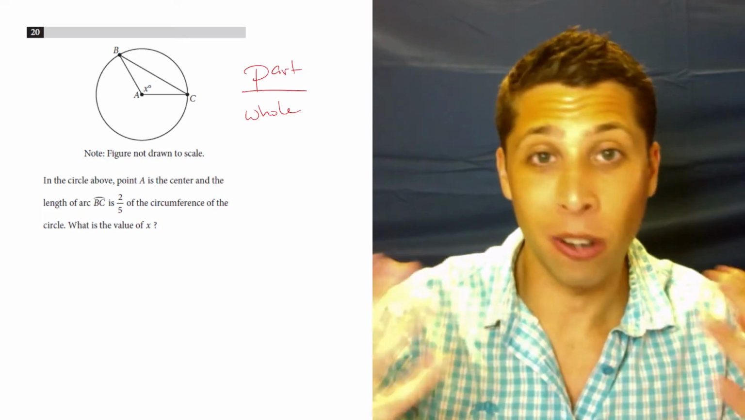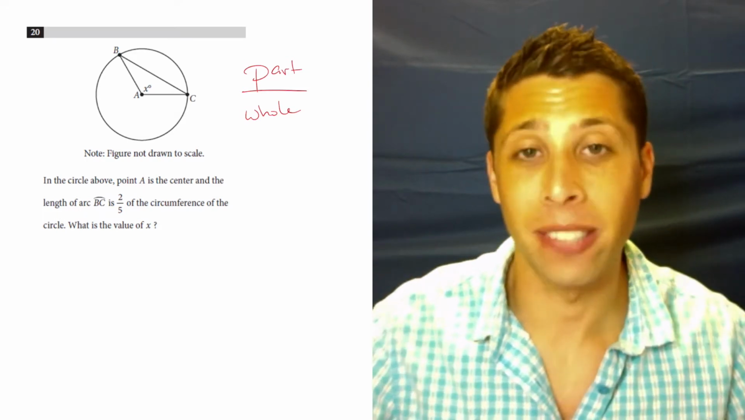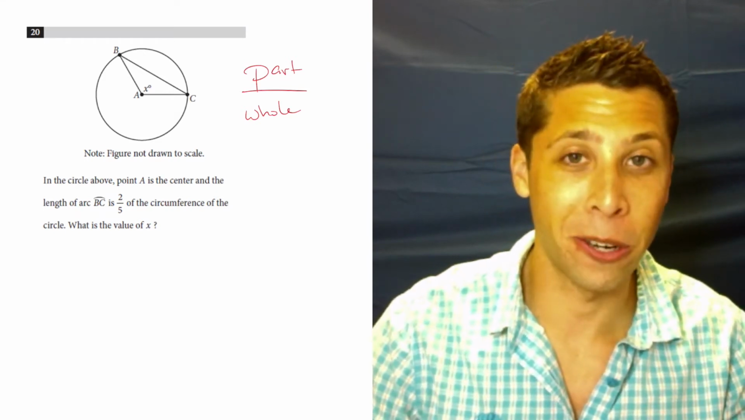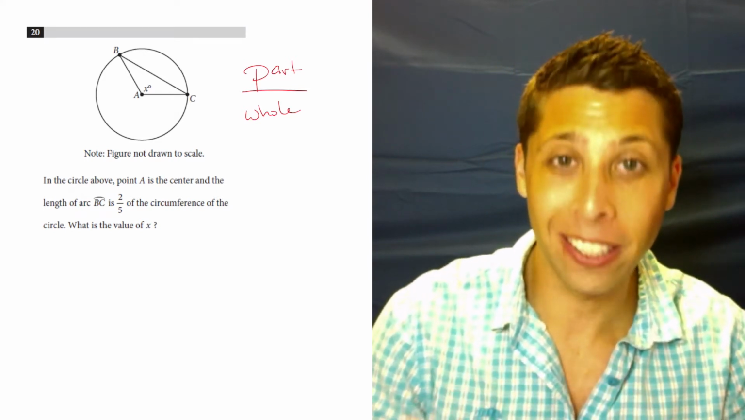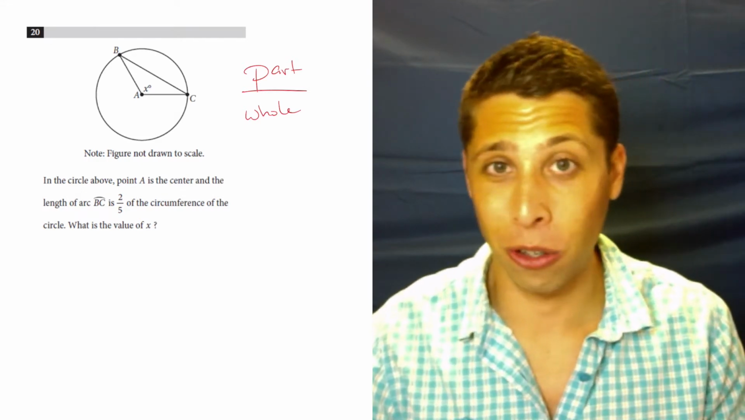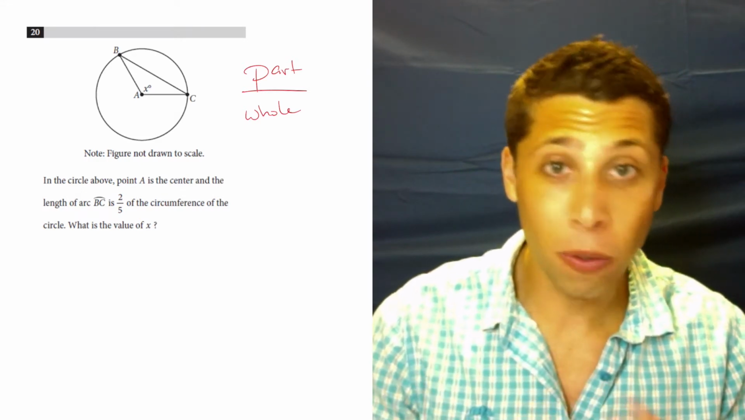We can always chop up circles, right? With different slices of pizza, different slices of pie. We're always cutting up circles. It doesn't matter if there's no actual story here. We're still cutting it up, and we can use fractions to represent the pieces of the circle that we care about. So part over whole.